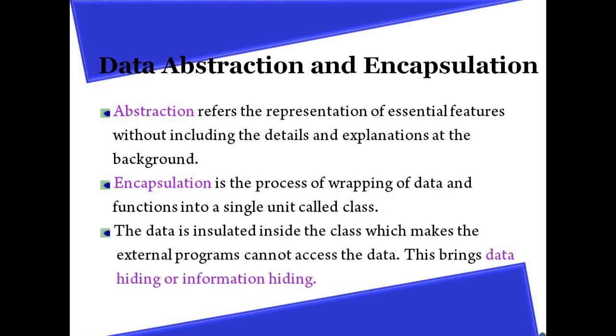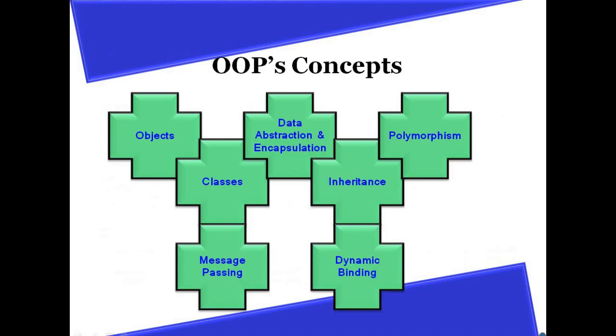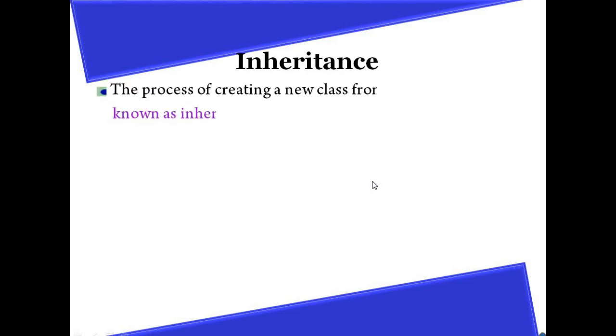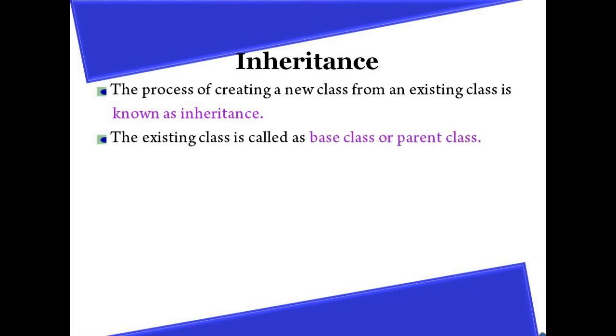The third OOPS concept is data abstraction and encapsulation. Data abstraction means representing the essential features alone without including the background details. Class is an example of abstraction. Encapsulation means the process of wrapping up of data and functions as a single unit called class. The data is insulated inside the class, which makes it difficult for outside programs to access the data. This process of securing the data is known as data hiding or information hiding.